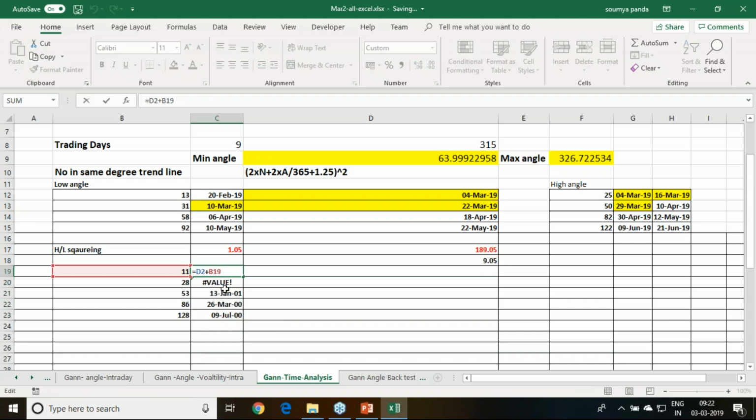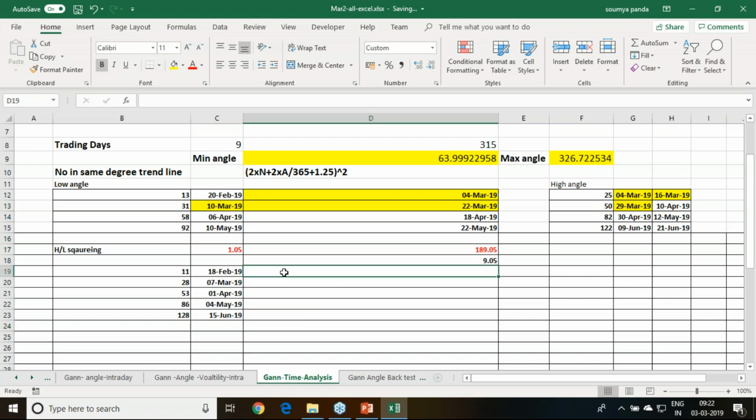So 7th Feb represents D2. So all the places I'll be just making the D2. So here to D2, here to D2, here to D2. All the places we are just making that same D2 data. So 4 to 5 numbers I have taken.